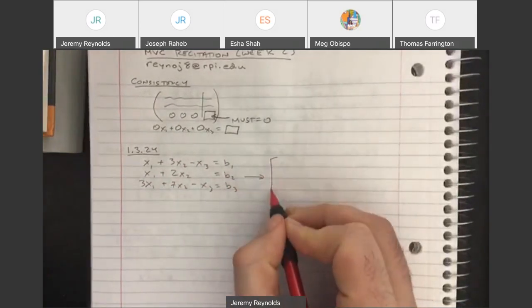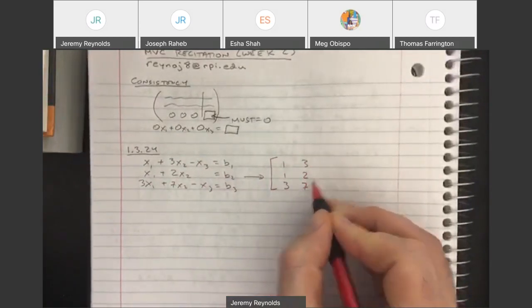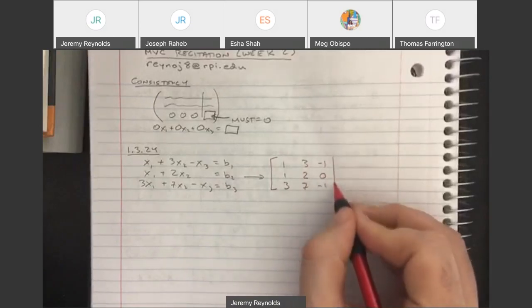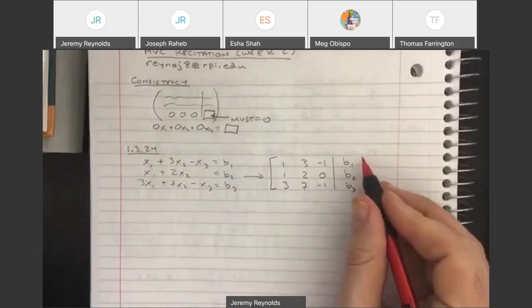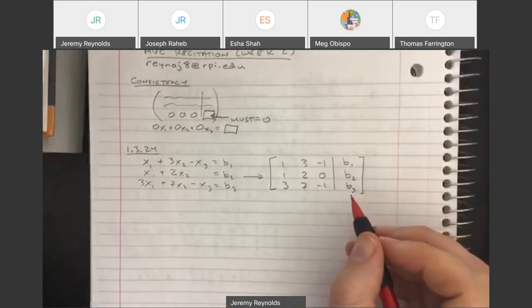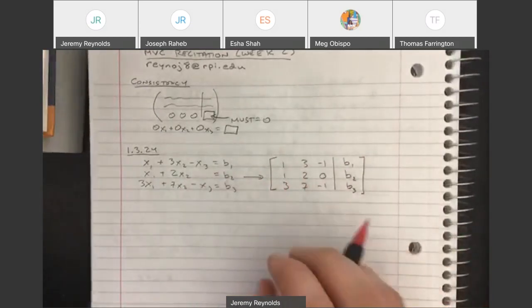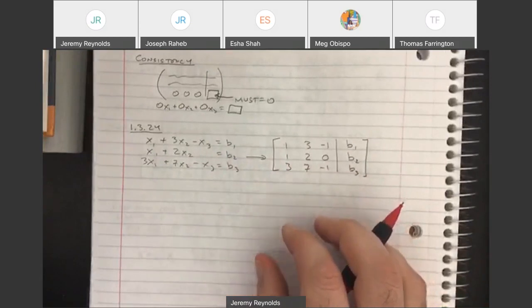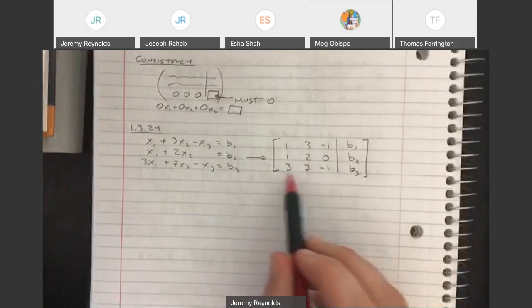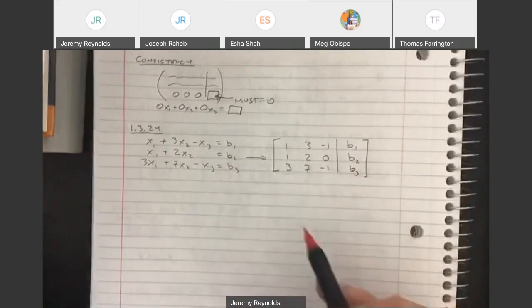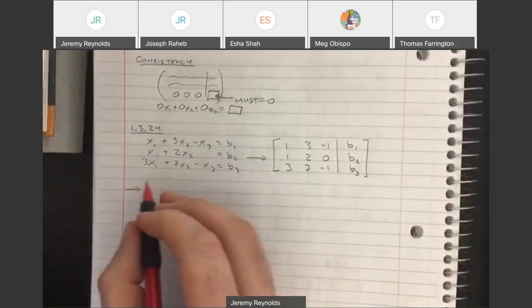If we write our augmented matrix, this becomes 1, 3, -1, b1; 1, 2, 0, b2; 3, 7, -1, b3. The question is, how do we set our values of b1, b2, and b3 so that this system of equations is consistent? Basically, if it's linearly dependent and we have a 0 row, we need to make sure it's 0 on both sides. So how do we do that? Let's get to our reduced echelon form.